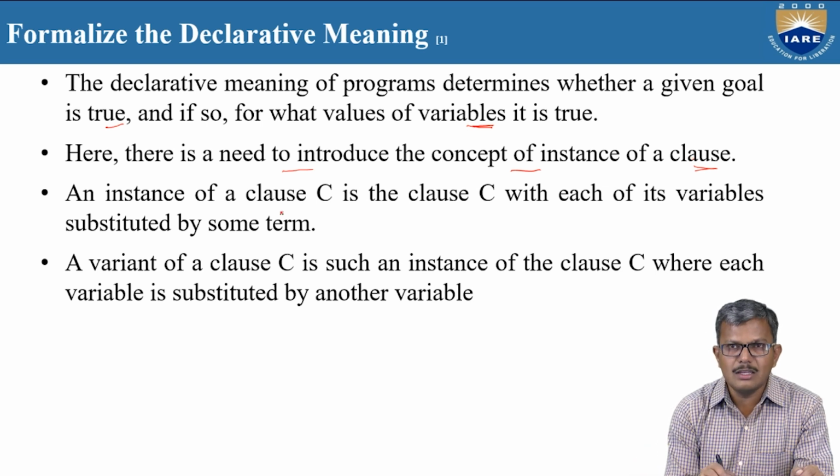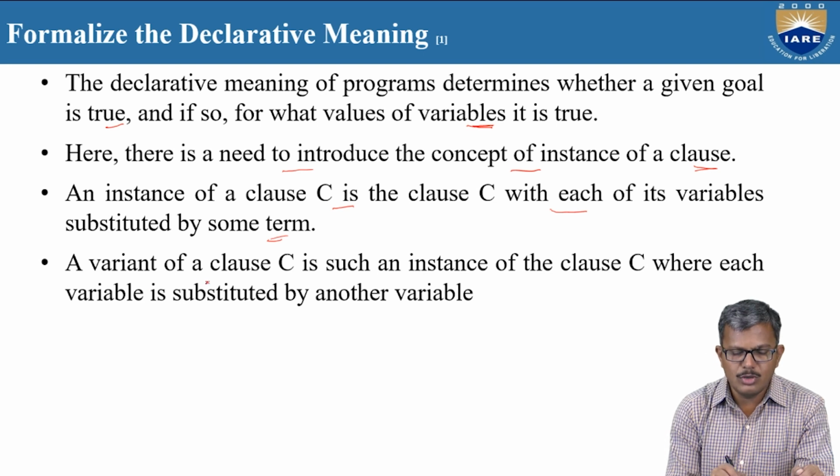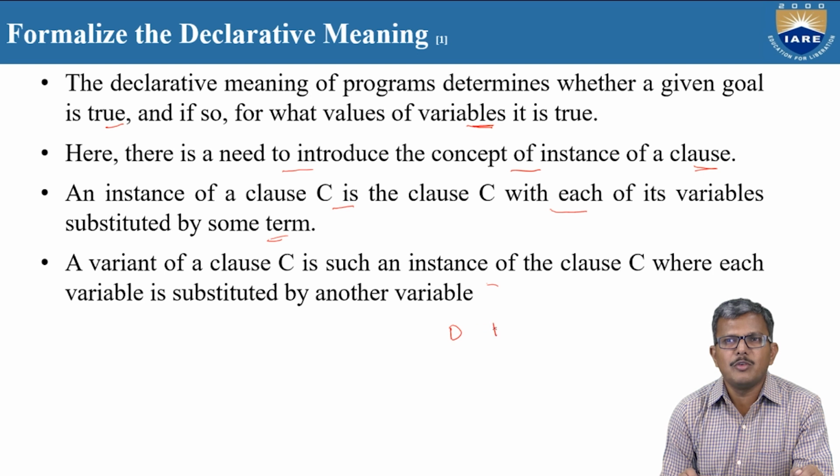So what does it mean? An instance of clause C is the clause C with each of its variables substituted by some other terms. A variant of clause C is such an instance of the clause C where each variable is substituted by another variable. Just now we have seen D, we substituted with another variable called D1. At the same time, M we substituted with M1. Like this it is going to be.